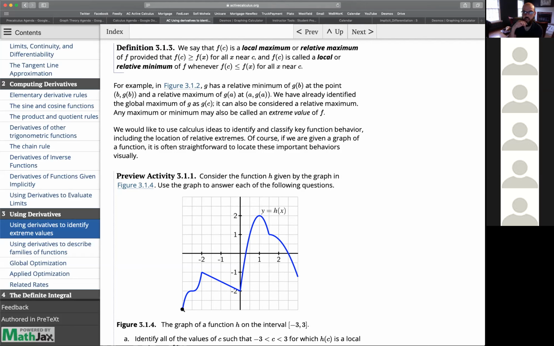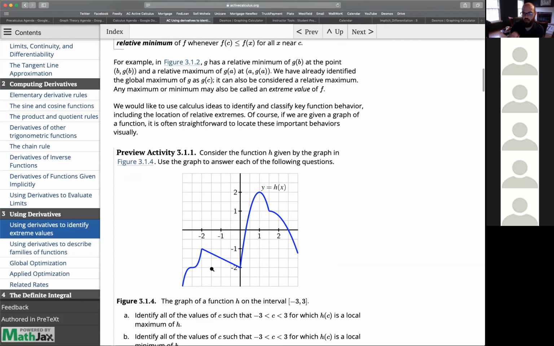So sometimes authors will say endpoints cannot be a local minimum or a local maximum. Endpoints a lot of the time are considered only in the global sense and not in the local sense, just because you can't check on the other side. For the left endpoint, you can't check anything to the left. So just keep that in mind, as a lot of authors don't want to consider endpoints as local.